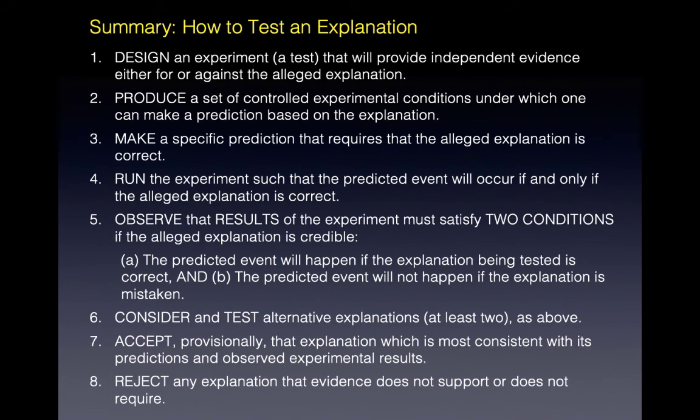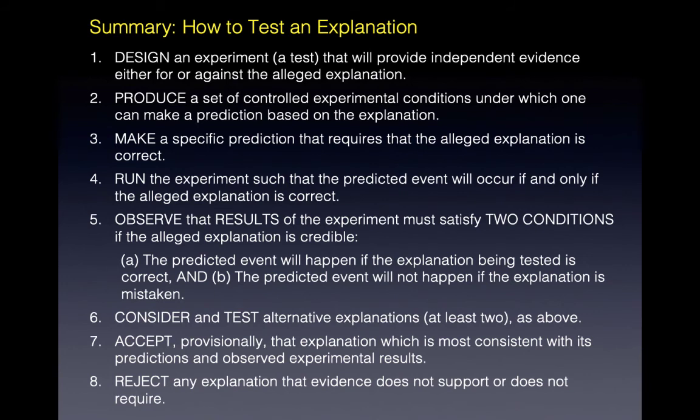Number 3, make a specific prediction that requires that the alleged explanation is correct. In the case of the patient having a heart attack or not, unconscious patient, chest pain, we need to predict we're going to see on the electrocardiogram evidence of a heart attack. By the way, we do subsequent tests. We don't just use one test to determine this. We want several independent tests. So we also can do blood tests that show whether or not someone had a heart attack.